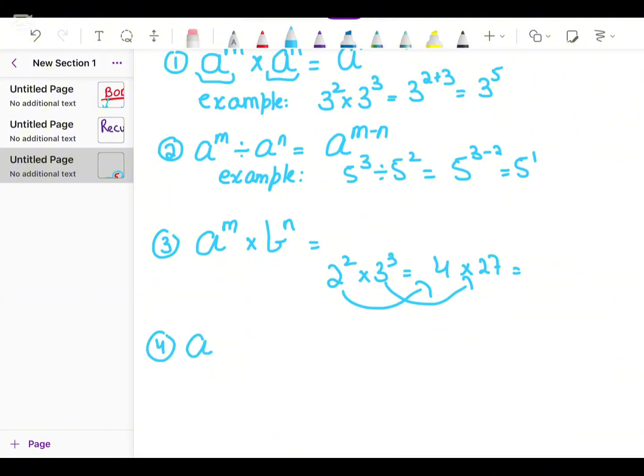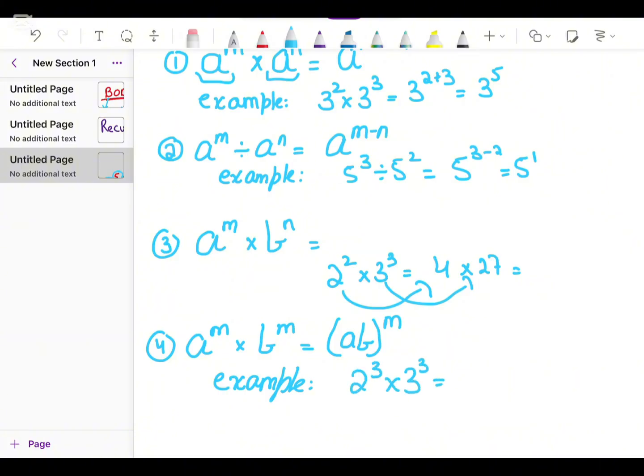When the bases are different but the powers are the same, then what will happen? Listen to me carefully. Bases are different but the powers are the same, so I can write it like this: (ab) whole power m. For example, 2 raised to the power 3 multiplied by 3 raised to the power 3, so I can write it like this: 2 multiplied by 3, whole raised to the power 3. So 2 times 3 is 6, and 6 cubed is 216.